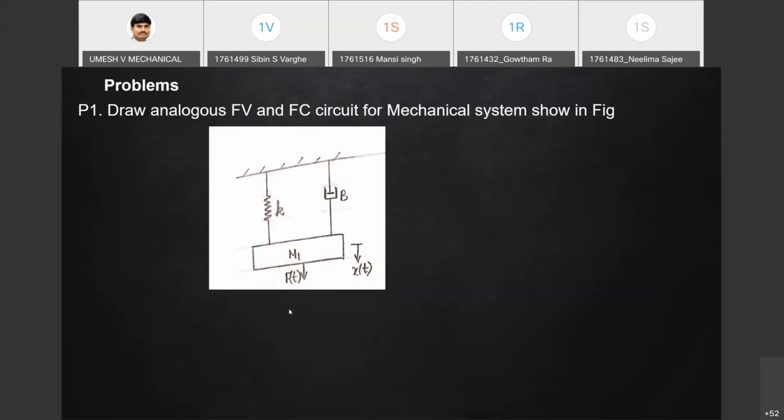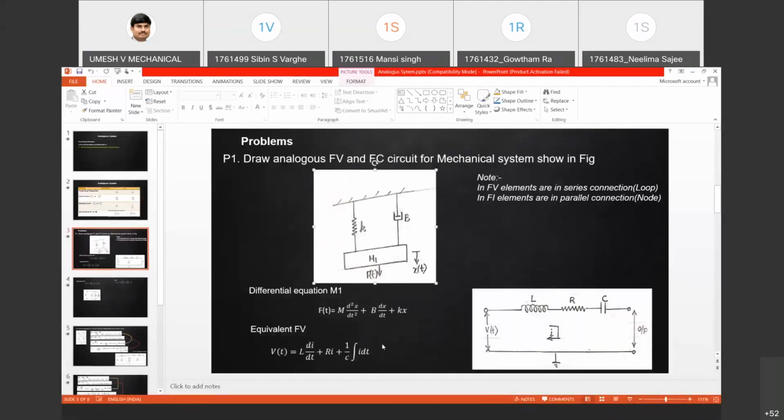Listen here. Those who do not understand how to write a differential equation, at least now you should know. Please note it down: control engineering will become difficult and you will fail if you don't know how to write the differential equation for this system. This entire subject depends upon the differential equation. See here, this is the mechanical system. I will take the whiteboard. Better. One second.